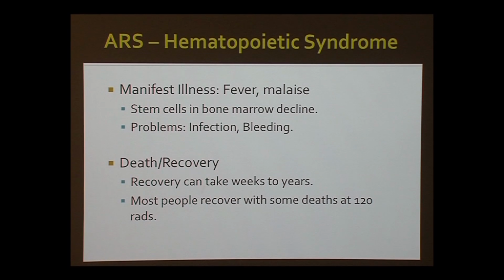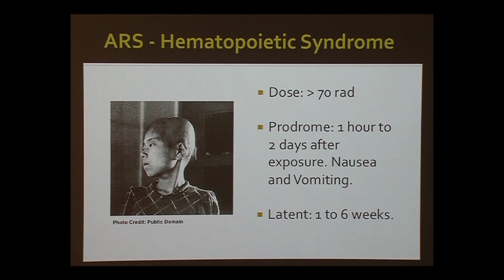And so the problem is you have now lost the ability to create cells that can fight infection. You've also lost the ability to create blood products like platelets that can keep you from bleeding, okay? So that's a big problem when you are dealing with the hematopoietic syndrome: you have a problem fighting infection, and you have a problem being able to control bleeding, okay? The death recovery phase can take anywhere from weeks to years. Most people can recover, and some people we do start to see deaths around 120 rads of radiation. Okay, I'm sorry, this girl was a victim in Hiroshima.